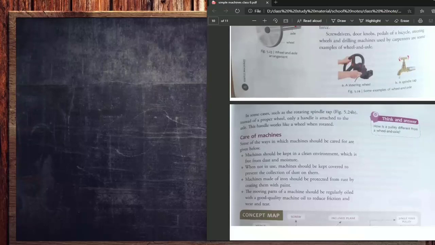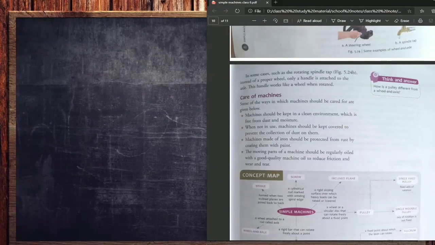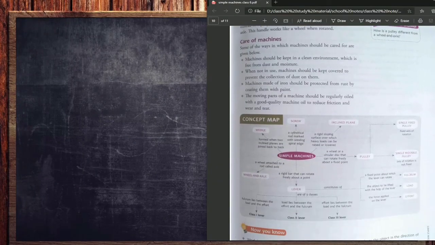So what is the important thing in this chapter? The important things are levers, and also the sums like mechanical advantage, load arm, effort arm, this kind of relations, and also the applications of wedge shape, inclined plane, screw, pulley, wheel and axle, and all this. So I hope you get that idea. Still, if you have any doubt regarding this chapter, you can ask me anytime.